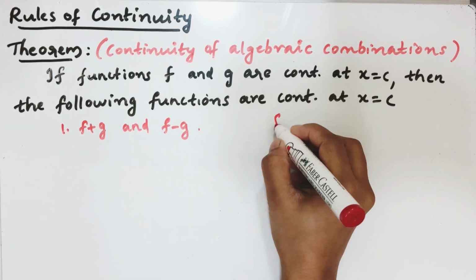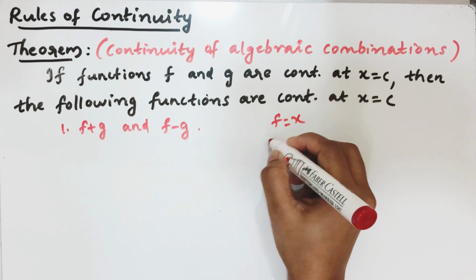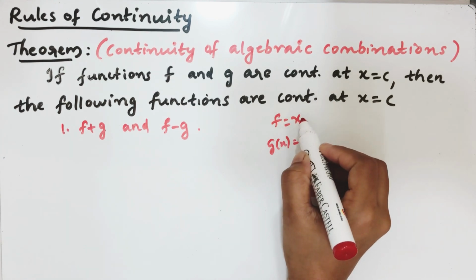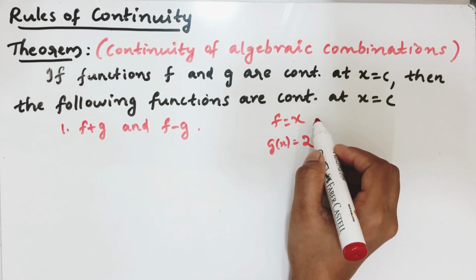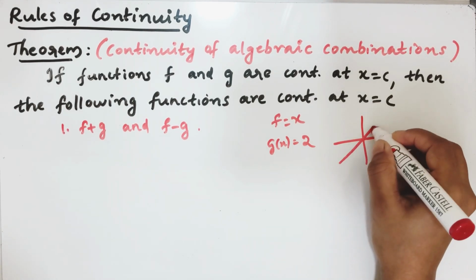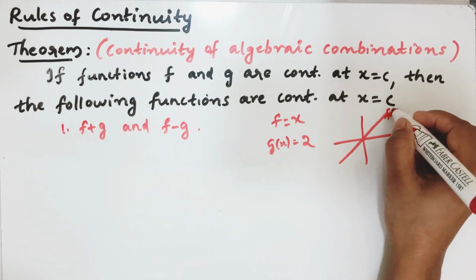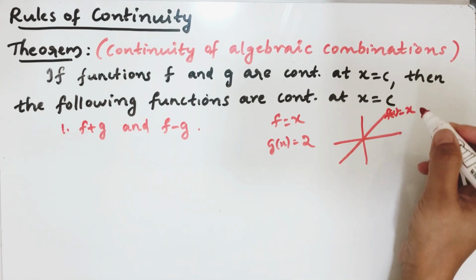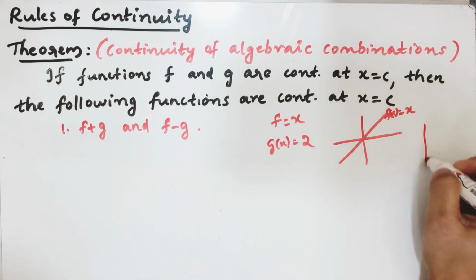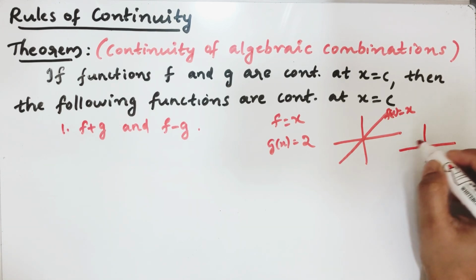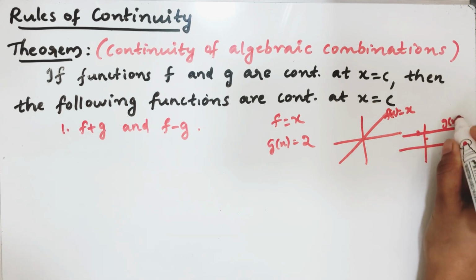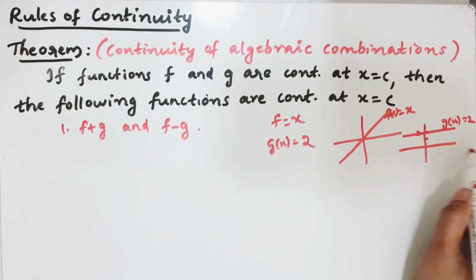If we take two functions, f of x is equal to x and g of x is equal to some constant function, 2. f of x is equal to x, the identity function, is continuous. You can check here, the graph of f of x equal to x will be like this. This is continuous. And a constant function, say g of x is equal to 2. These two functions are continuous.